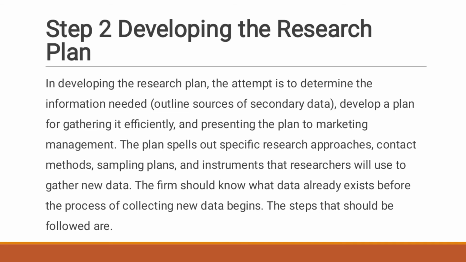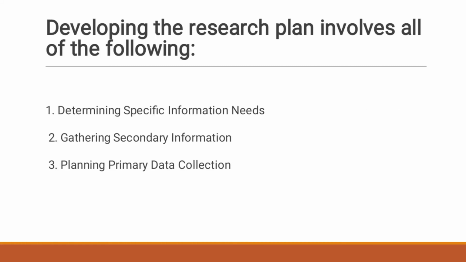The plan spells out specific research approaches, contact methods, sampling plan, and instruments that researchers will use to gather new data. The firm should know what data already exists before the process of collecting new data begins. Developing the research plan involves all the following. First one is determining specific information needs. Second one is gathering secondary information. Third one is planning primary data collection.